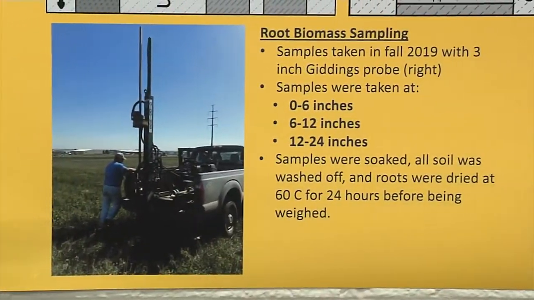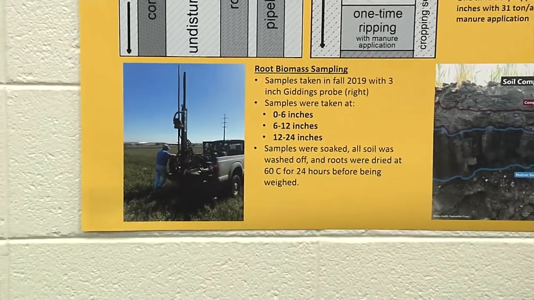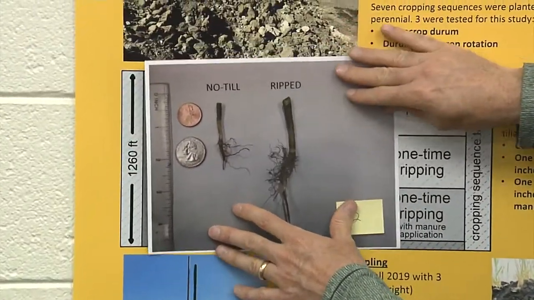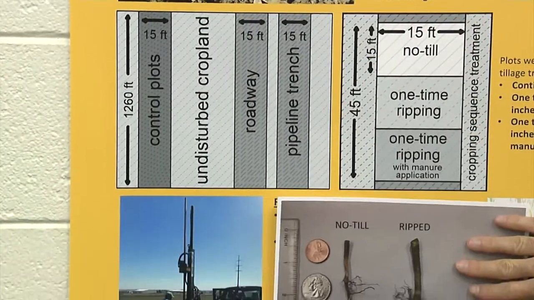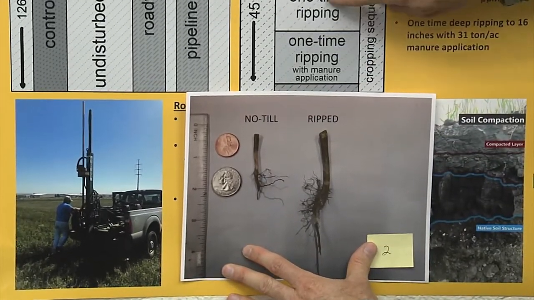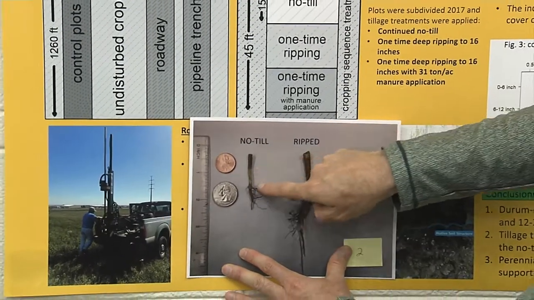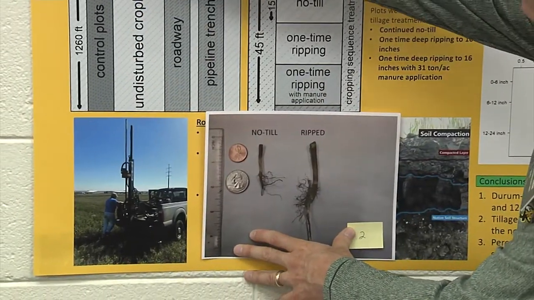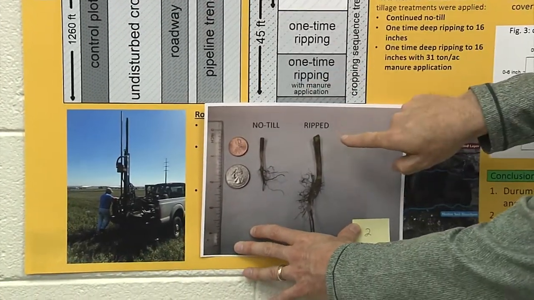All right, so let's look at the next one. Okay, so we also have our no-till versus ripped. So we'll put that one down here. So here's our no-till, and here's our one-time ripping. So this is the status quo. That's what we're seeing out in this area over here, as an example.